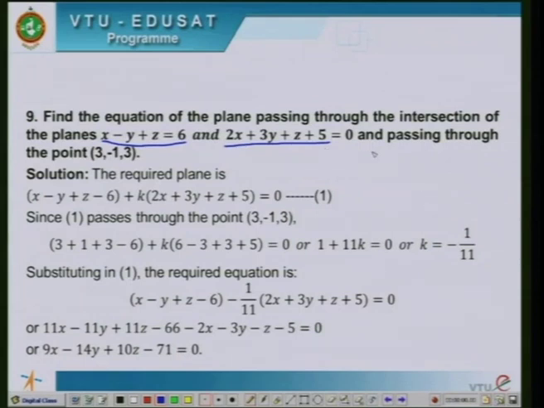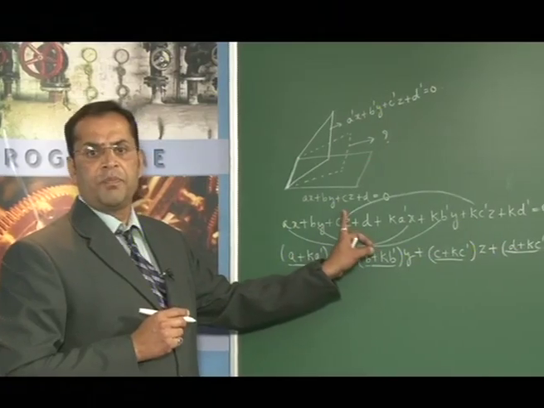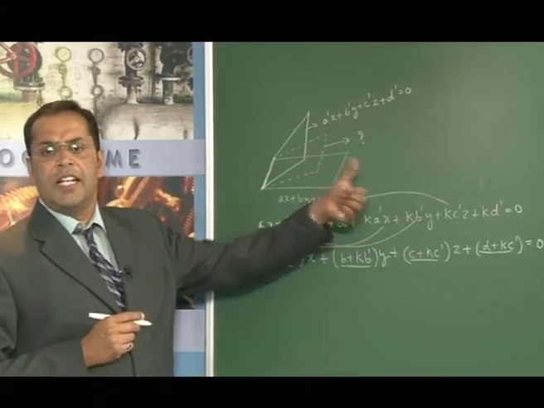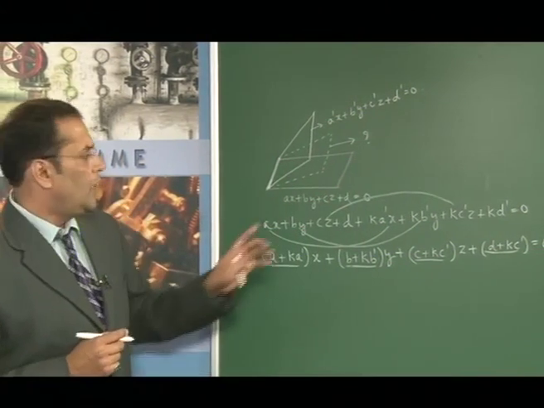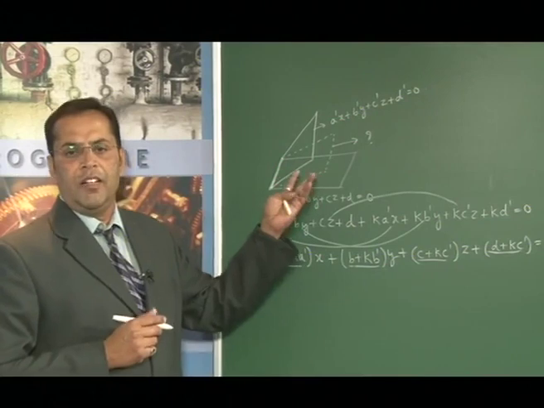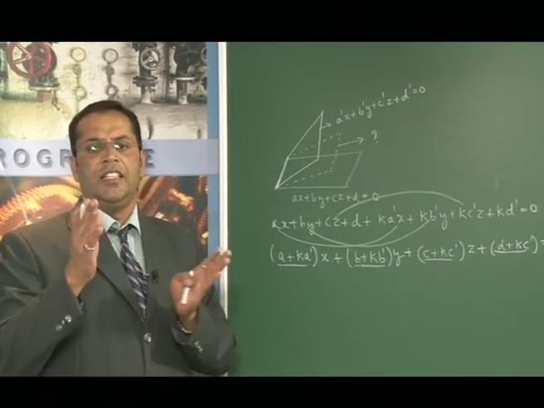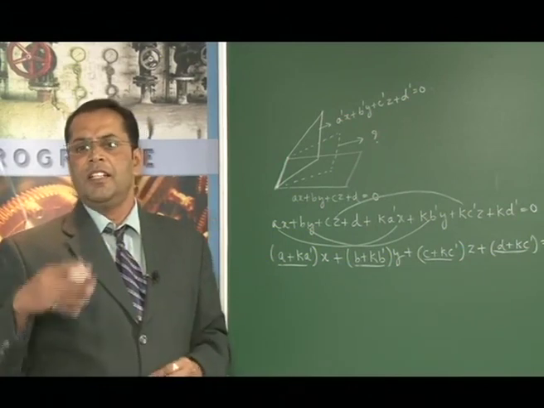So, what is the plane through the intersection of these two planes as illustrated here? This plane is the first plane plus k times the second plane equal to 0. Remember friends that the ordering of the plane is immaterial. You can write any plane as the first one and the other as the second one. So, you can even write the second plane first plus k times the first plane.